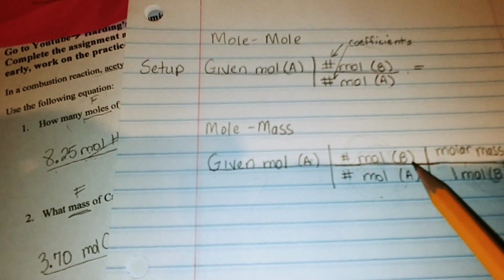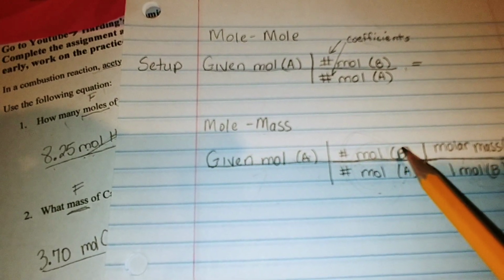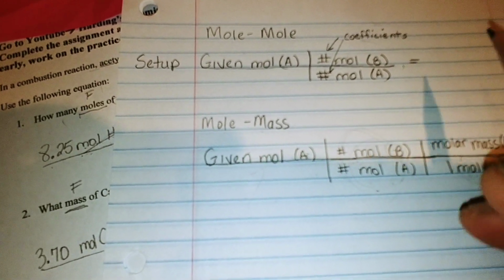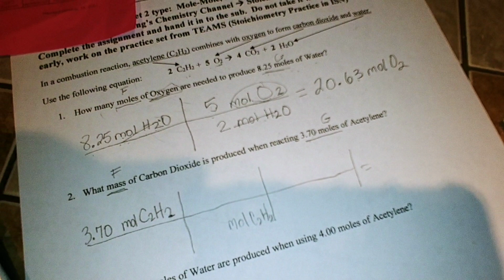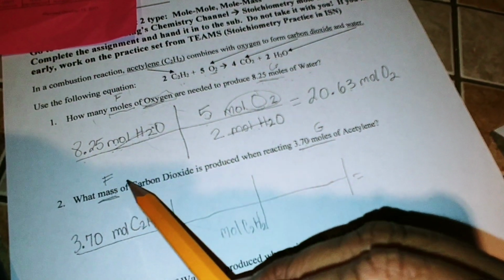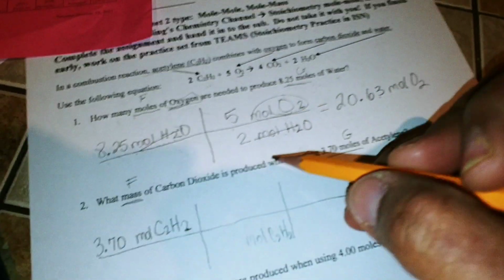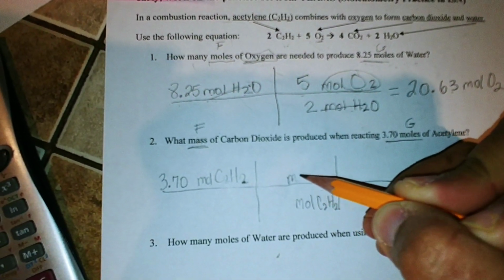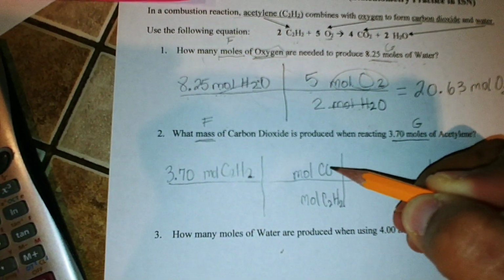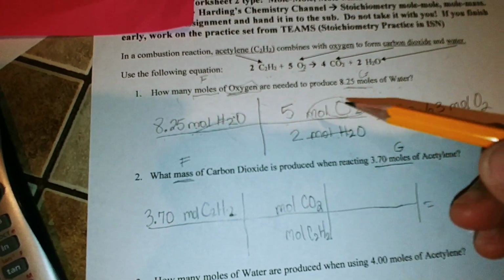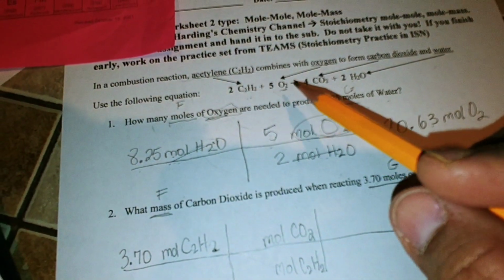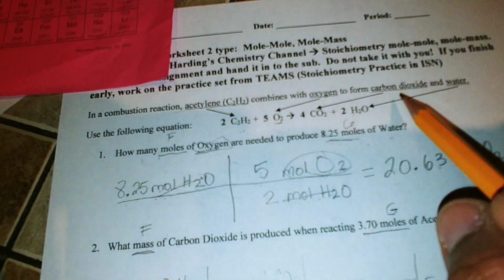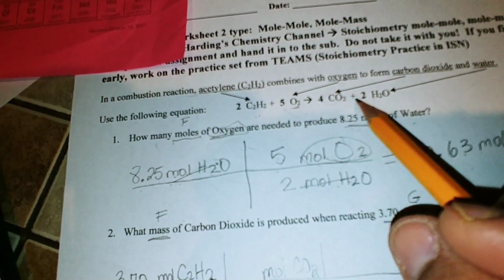But notice that this says B. So that means it's going to be the substance that we're being asked to find. So it's asking us to find mass of carbon dioxide. So therefore, this is going to be moles of CO2. How do I know it's CO2? Because I look at the equation, carbon dioxide. Here's a formula it's pointing to.